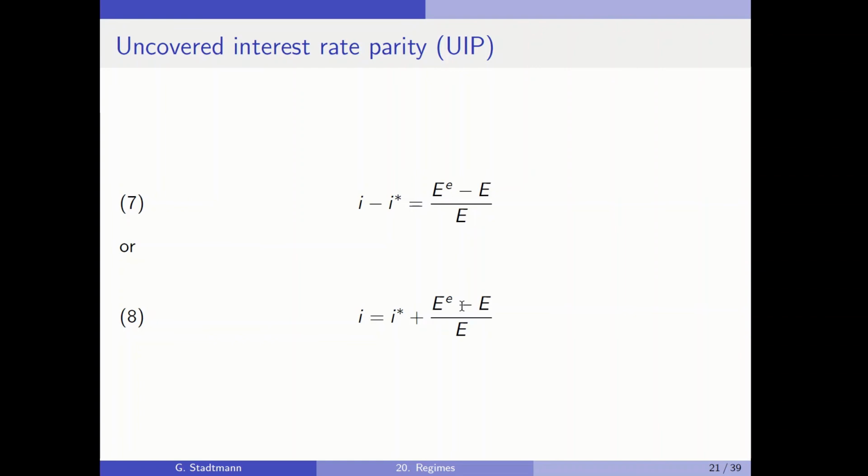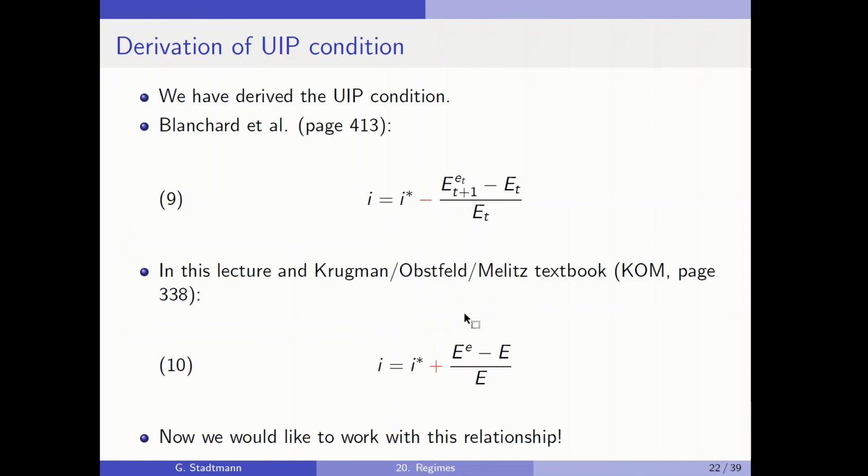This is the UIP condition we are going to work with. Please be reminded that in the Blanchard textbook you find a slightly different version. So in the Blanchard textbook on page number 413, they work with this relationship.